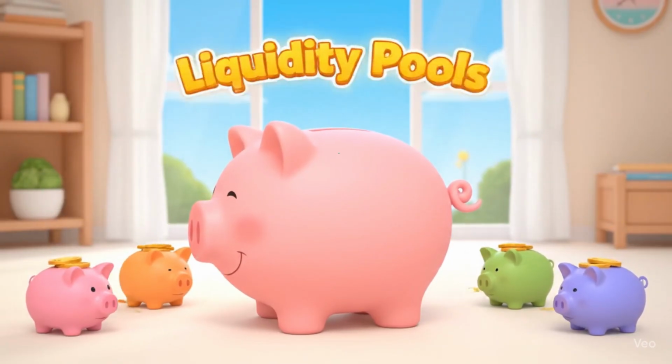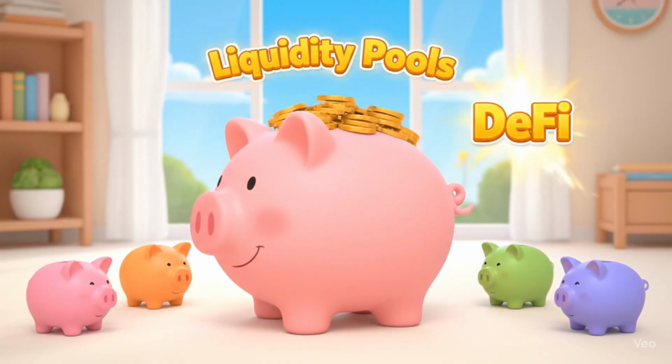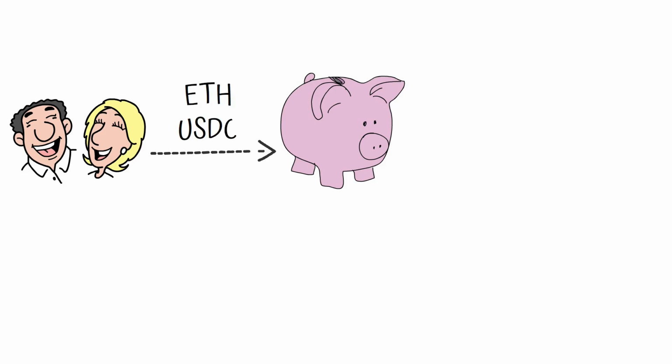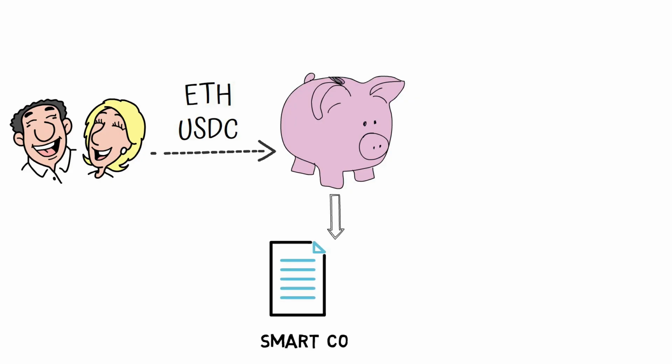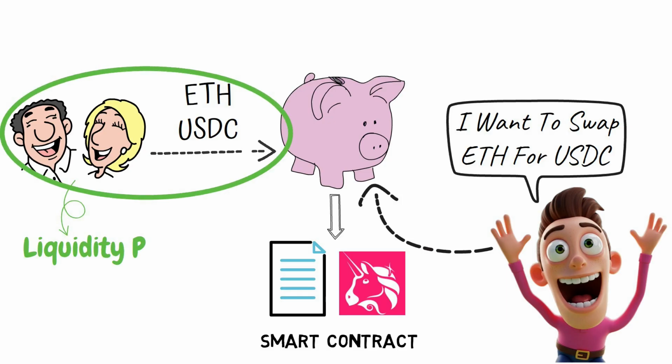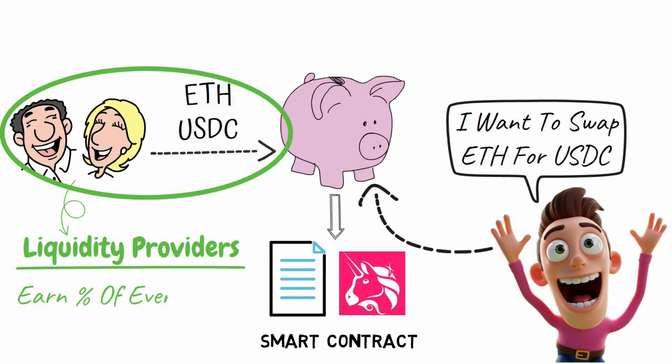Moving on to liquidity pools, which are like shared piggy banks for DeFi. Imagine you and a friend each put in the same amount of two different coins, let's say ETH and USDC, into one big pot. That pot lives inside a smart contract on a platform like Uniswap. When you swap ETH for USDC, you trade directly with that pot instead of another person. Why do people add their coins? They become liquidity providers and earn a tiny cut of every trade that happens in that pool. It's an easy way to make passive income.